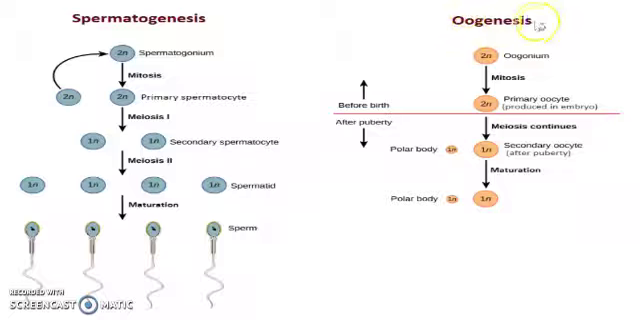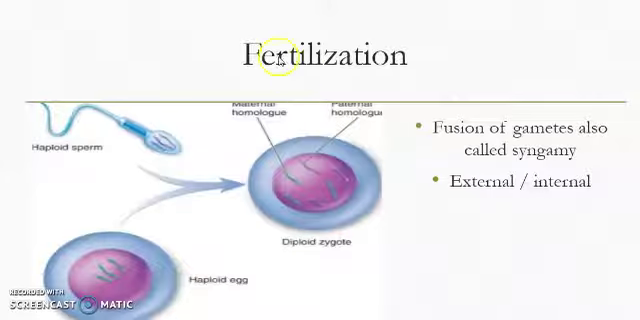This is called oogenesis. This is the oogonium, that is the egg mother cell. It is diploid, undergoes mitosis to produce a large number of primary oocytes that will undergo meiosis. As a result of meiosis 1, the first polar body is released. As a result of meiosis 2, the second polar body is released. And these meiosis take place after puberty, after maturation, and this first step takes place before the birth.